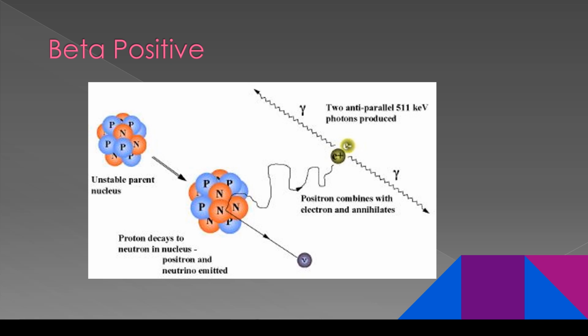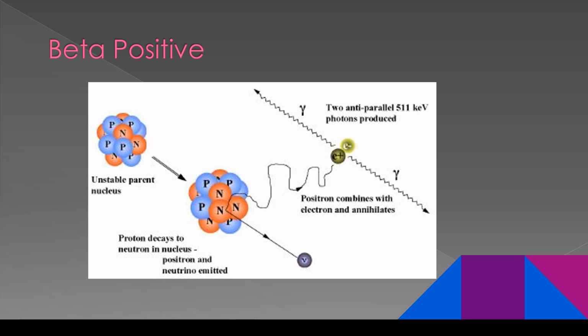This is another example demonstrating the beta positive or positron decay and the subsequent annihilation reaction. The unstable parent is neutron deficient. One of the protons turns into a neutron. You have the release of the subatomic particle there, and then also the release of the positron. So this is the neutrino right here, and then the positron.